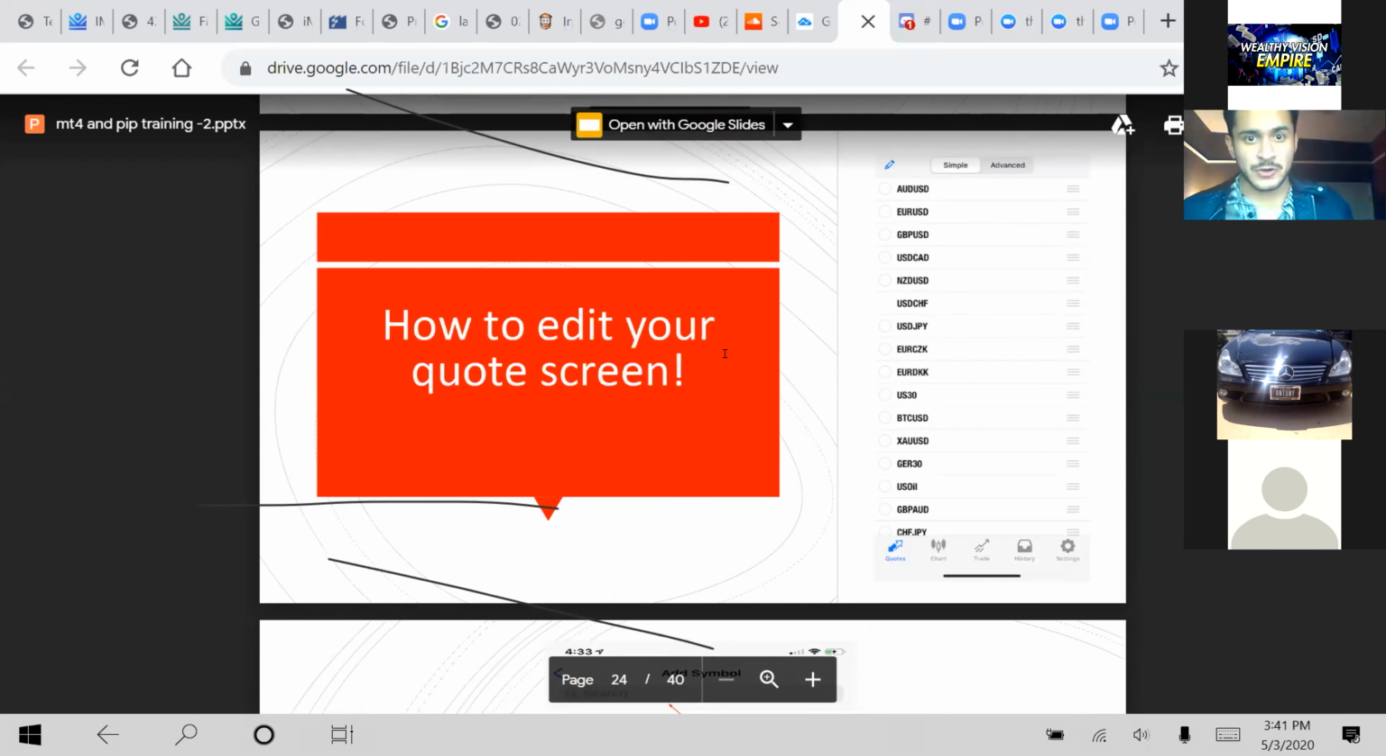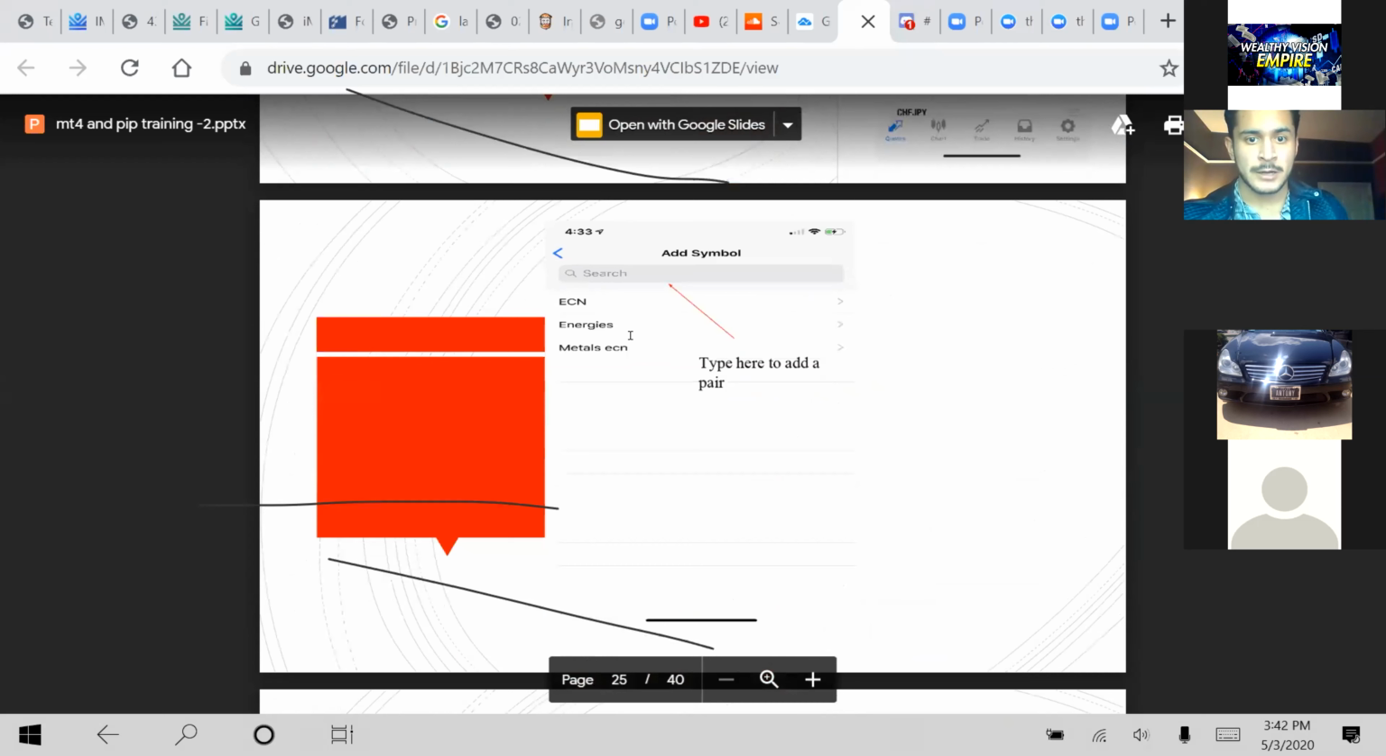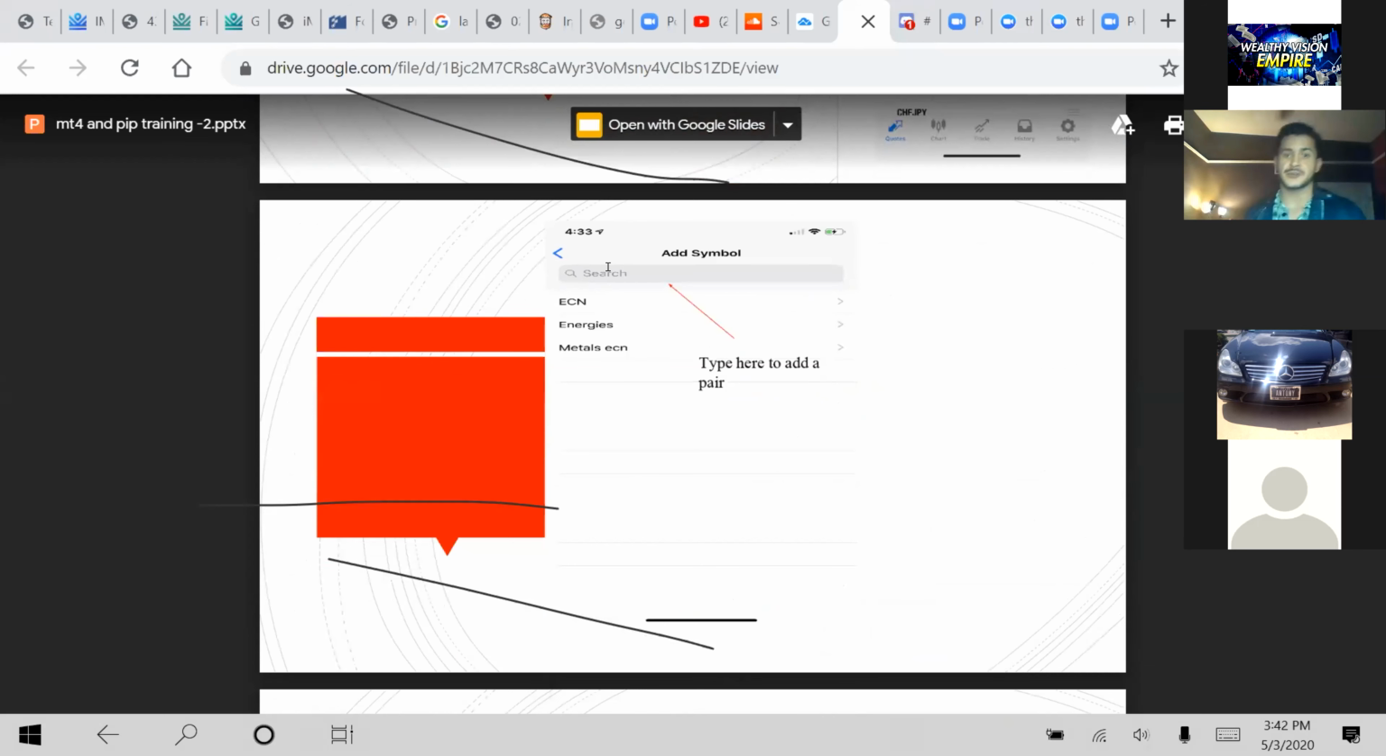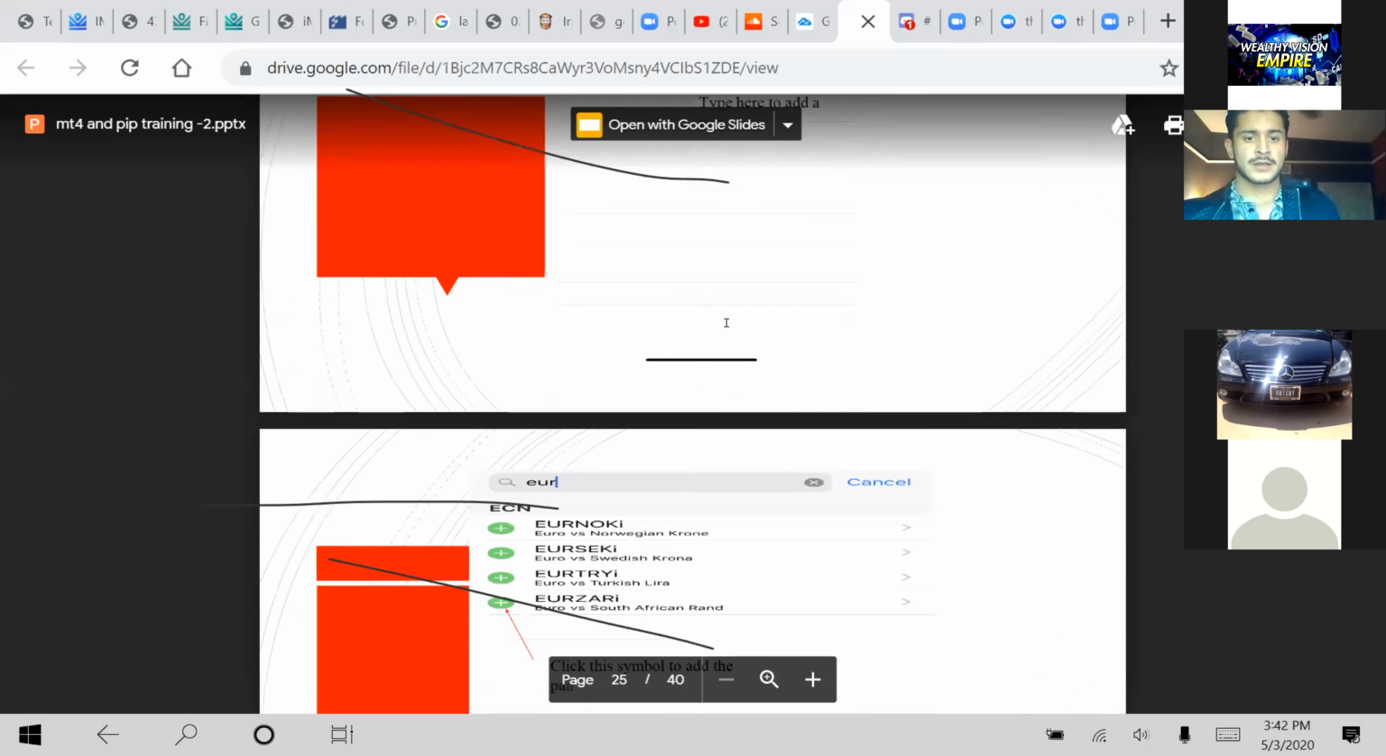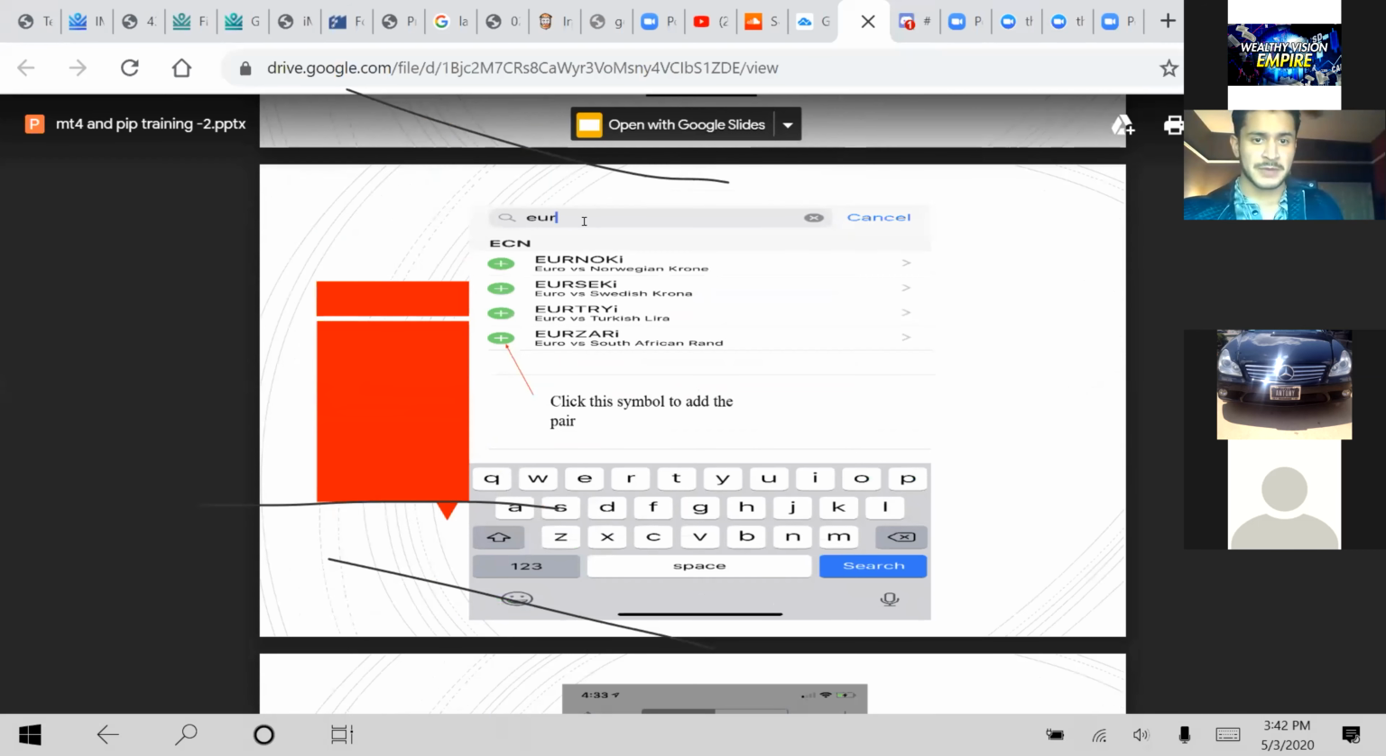Alrighty, guys. And so this is where you would edit your quote screen. Like I said, you would go to your quotes and you can choose which pairs you want to have, which pairs you don't want to have. And right here, if you're looking for anything in particular, guys, you would hit that search bar and just type in the ticker symbol for that specific pair, specific stock, specific currency, whatever it is you're looking for. You would input your currency pair here and it should pull up the results right under that.